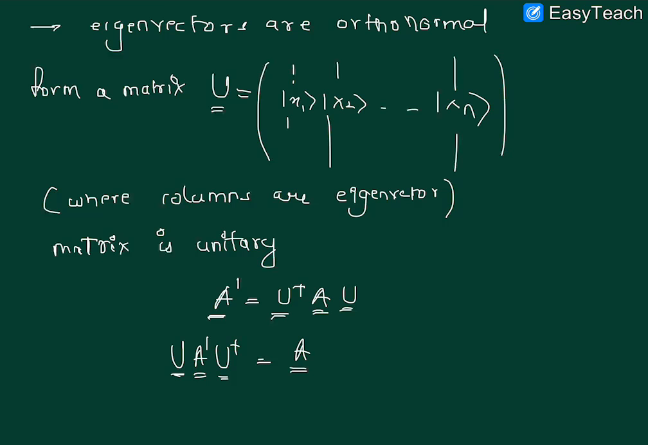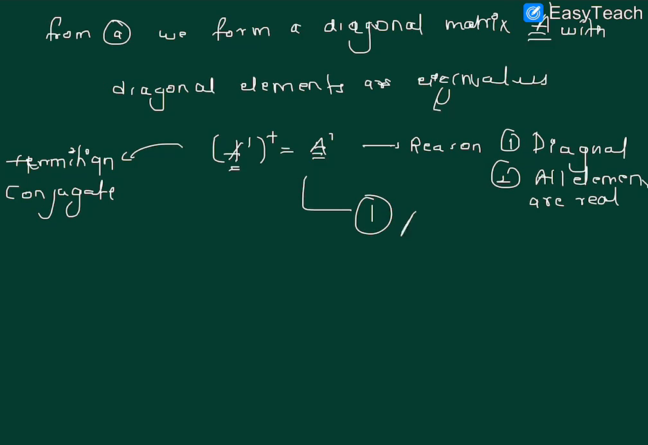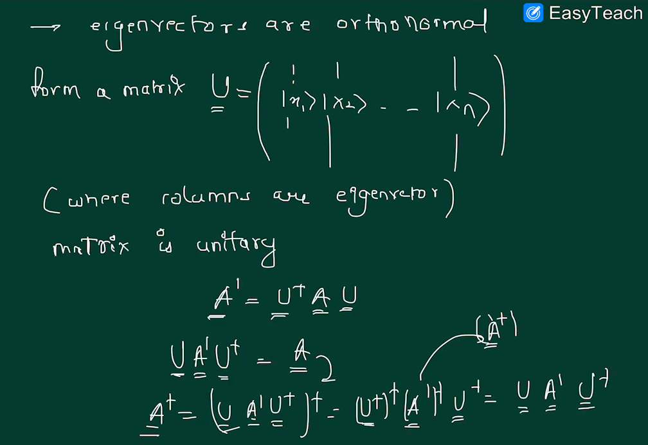Now I will take the Hermitian conjugate of this particular matrix A. So my A dagger becomes U A prime U dagger, the whole dagger. It's U dagger dagger, A prime dagger, U dagger, and that leaves me with U A prime dagger U dagger. Okay, but from 1, we have already proved that A prime dagger is nothing but A prime. So we can write this like this.